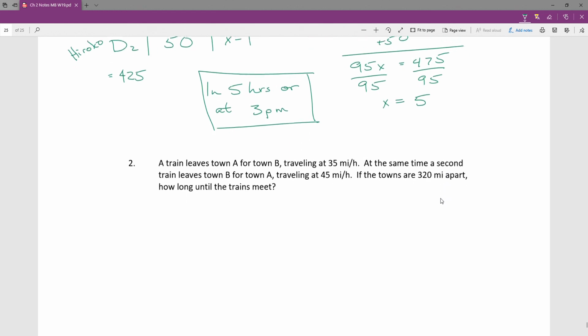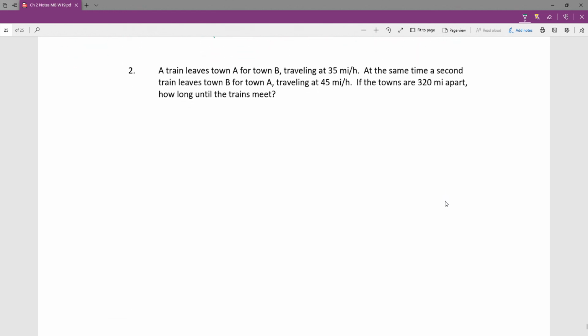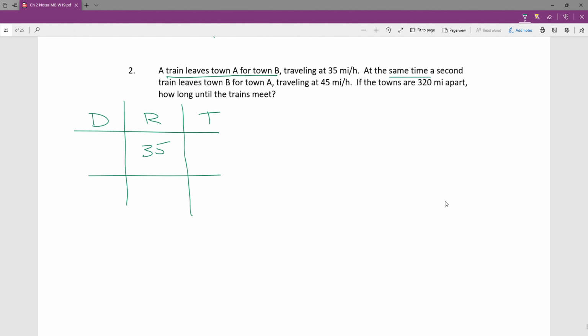One last, if you can handle it. One more in the word problems. So we've got train A leaving town. Sorry, let's try that again. A train leaves town A for town B, traveling at, let's just do the DRT chart. Okay, so 35. At the same time, a second train leaves in the opposite direction, so they are definitely coming together. We're going to build up D1 and D2, and we've got a total of 320 in this one, right?